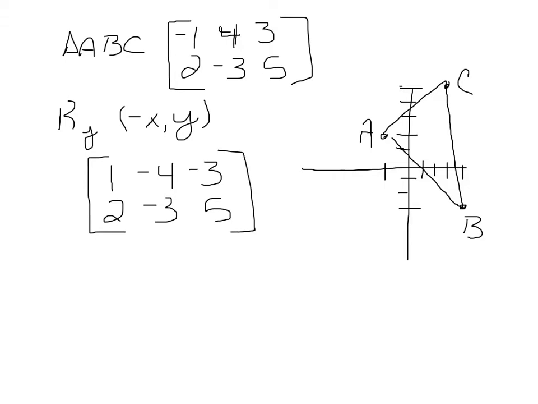And that should reflect that triangle across the y-axis. So I changed colors to red so that we can see this. Let's see. 1, comma 2 is A. -4, comma -3 is B. -3, comma 5 is our new C. So that's where the primes come in. You write A prime, signifying you took A and reflected it over the y-axis, B prime, and C prime.